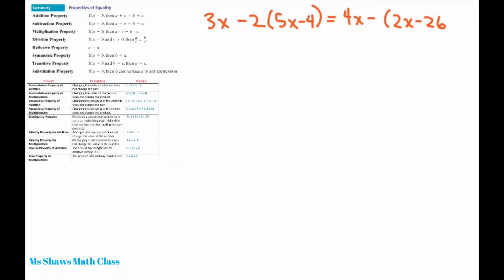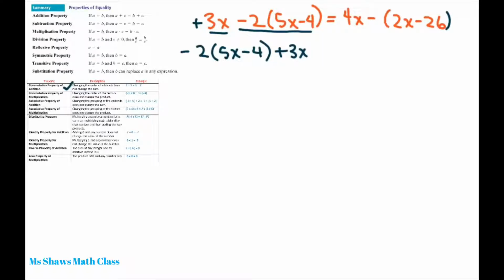And for the first one, like in the previous video, I'm going to use my commutative property of addition and reverse these two. That's a plus 3. So I'm going to write this as negative 2 times 5x minus 4 plus 3x.